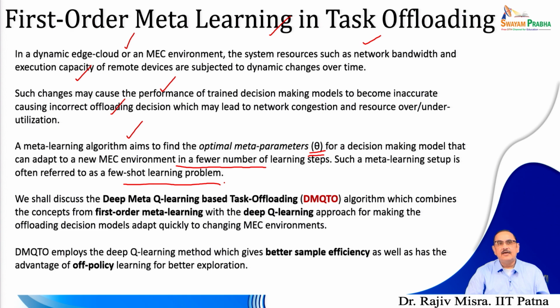Now, we will discuss the deep meta Q learning based task offloading, that is the MDMQTO algorithm, which combines the concept of first order meta learning with the deep Q learning approach for making offloading decisions, so the model adapts quickly to the changing MEC environment. Now, DMQTO implies the deep Q learning method, which gives better sample efficiency as well as the advantage of off policy learning for better exploration.